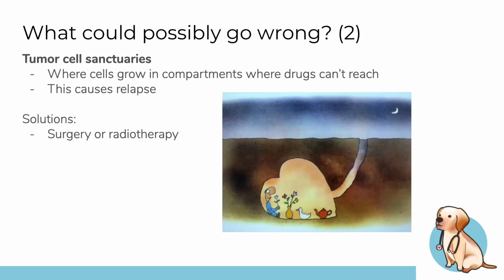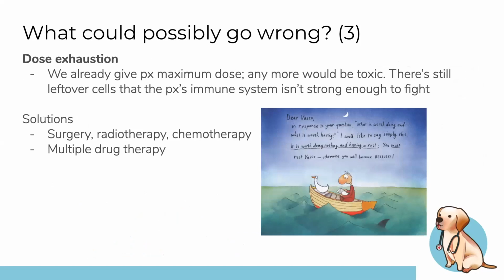Tumor cell sanctuaries can occur, which is when the tumor cell hides away. After the drugs have finished attacking, these tumor cells lie dormant, and that carries the risk of relapse. The solution to that is pretty much just surgery or radiotherapy. Dose exhaustion is when you can't give any more to the patient. Any more than that would be toxic, and the patient can't fight it. Once you reach dose exhaustion, you can go for, again, surgery, radiotherapy, chemotherapy, or a combination of different drugs.